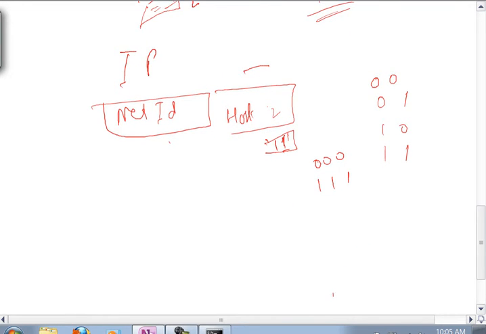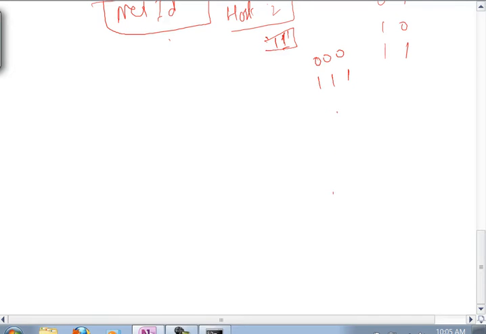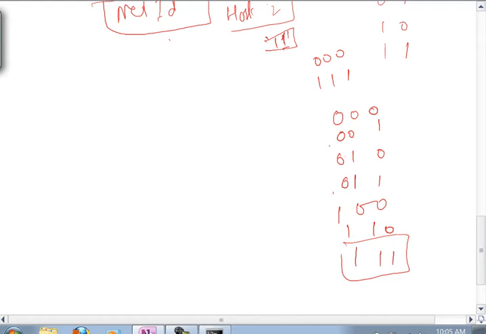But out of these 8, remember one thing, we will have 000 and 111. Now this part and this part we don't use. This 000 means this host, the host itself, but we will not use it. This 000 means this network. For example, I have reached the network here.